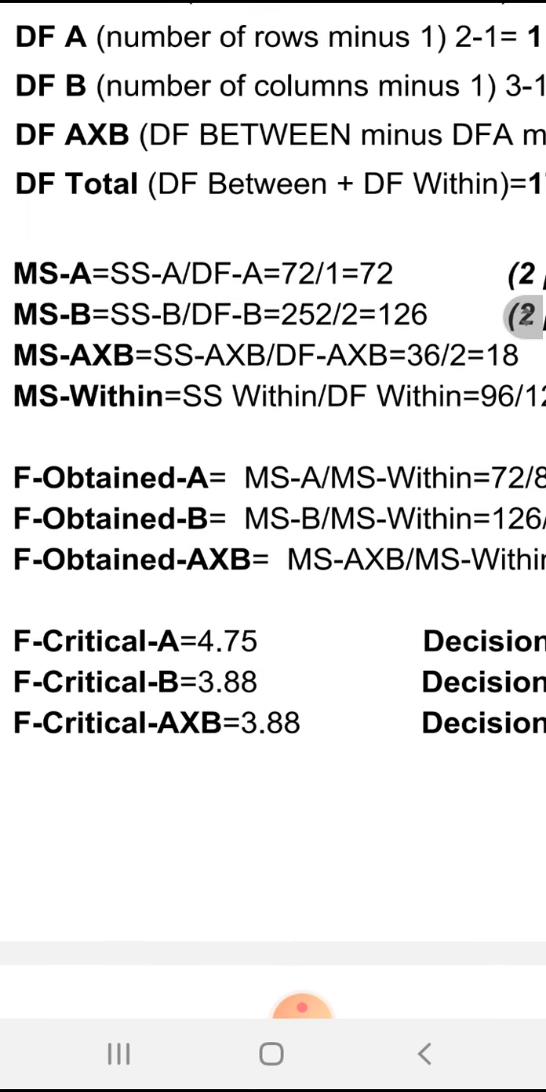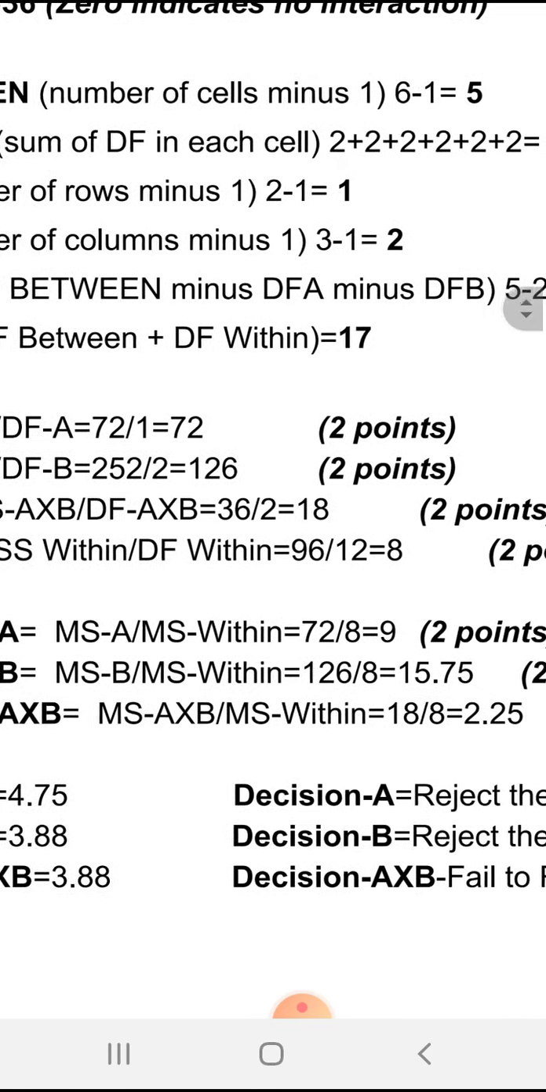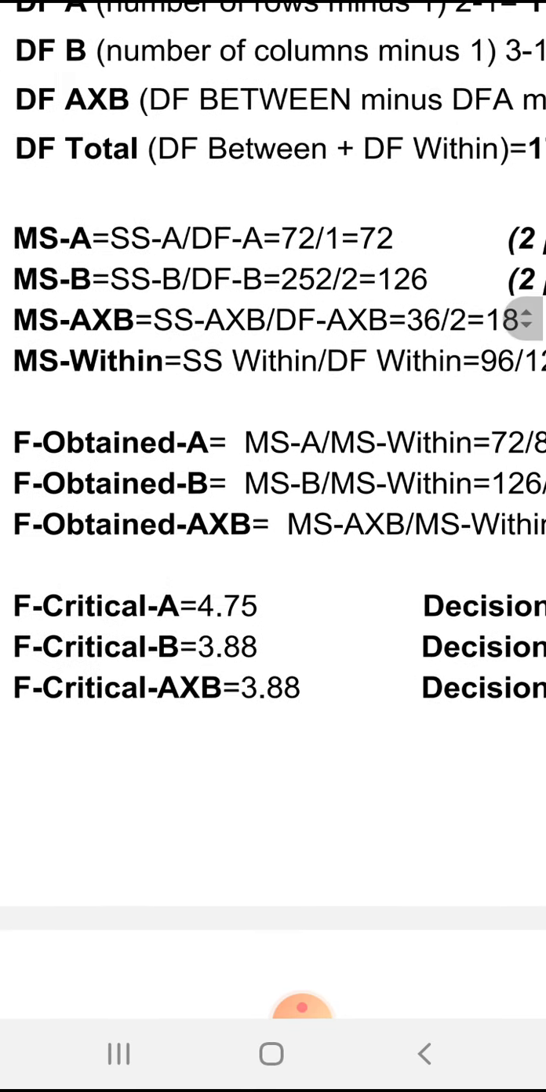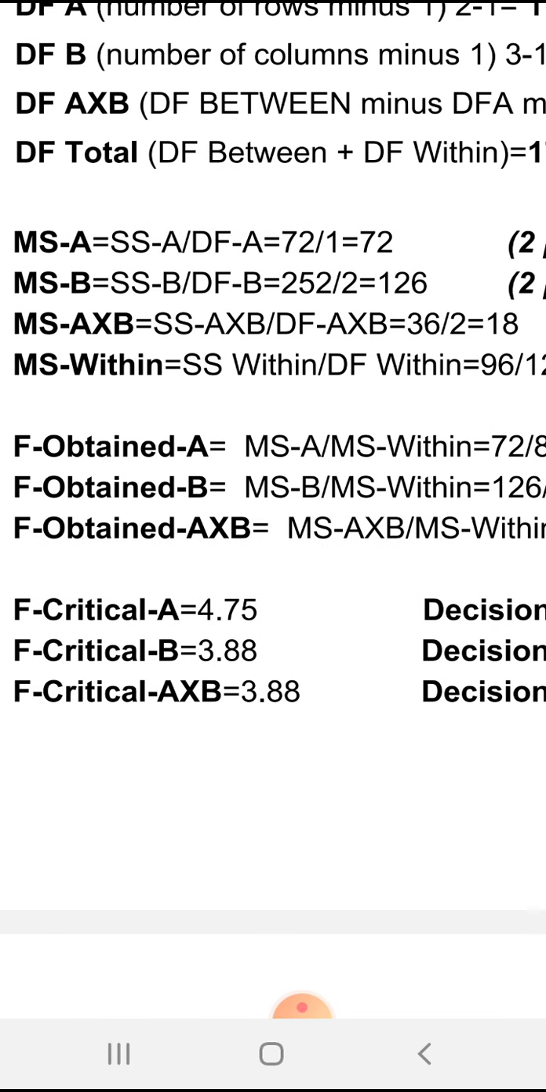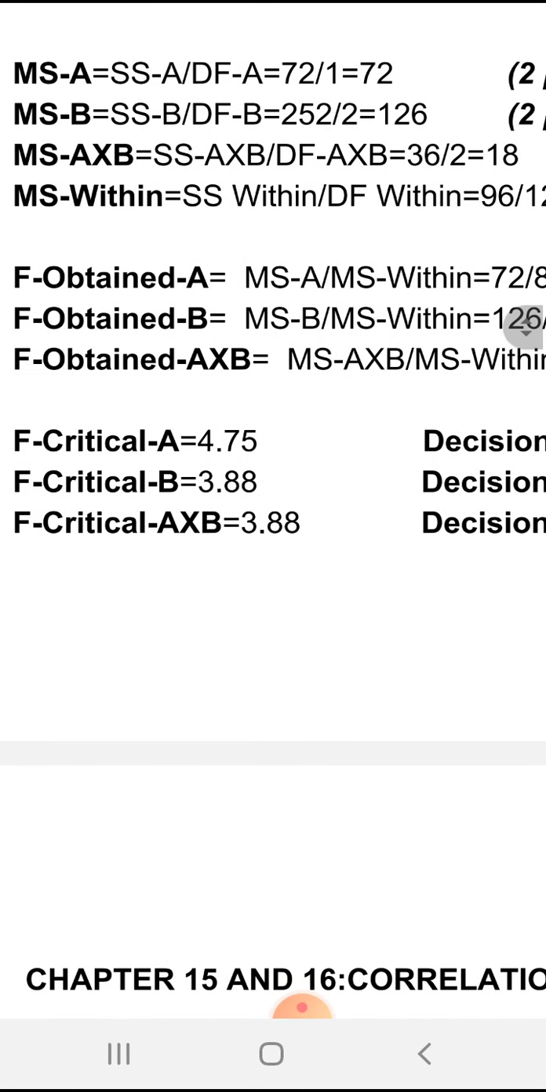For B, the degrees of freedom is 2 and degrees of freedom within is 12. That does not change. So if you go to 2 and 12 on the chart at 0.05, remember 0.05 is the non-bolded numbers, you will get 3.88. And F critical A by B has the same degrees of freedom as factor B, so 2 and 12 equals 3.88.